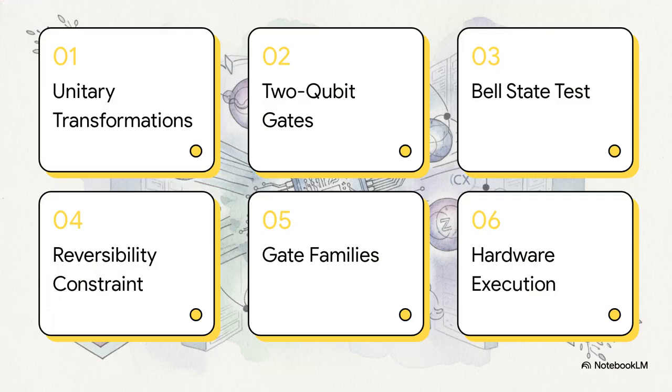So here is what we are covering in this explainer today. 1. Unitary transformations and single qubits. 2. 2-qubit gates and entanglement. 3. The Bell state sanity test. 4. The reversibility programming constraint. 5. Gate families and fault tolerance. And finally, 6. Executing circuits on real hardware.